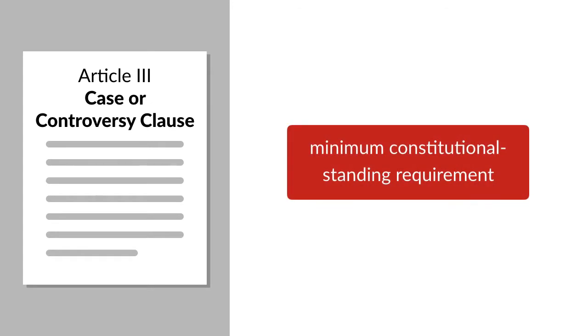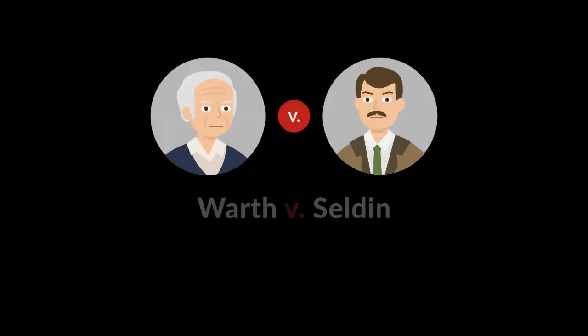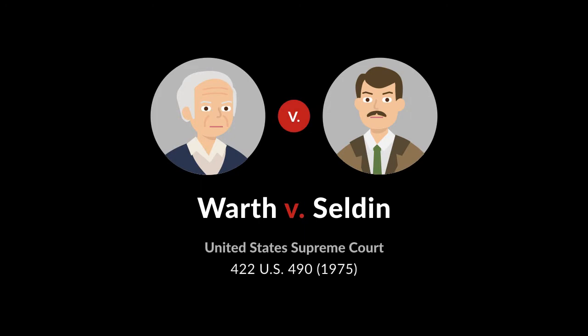The case or controversy clause in Article 3 of the United States Constitution establishes the minimum constitutional standing requirement. It's up to the United States Supreme Court to decide how to apply that requirement. In Warth v. Seldin, the Supreme Court established a three-part test to determine constitutional standing.